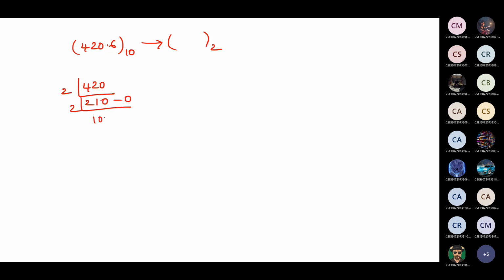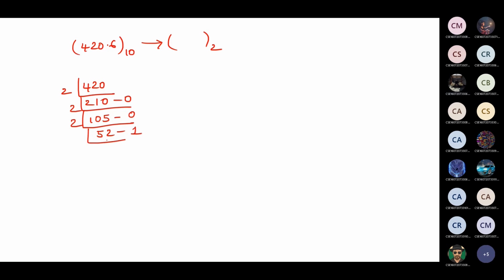Can I take it like this? Is it correct? 100 or 105? 105. So this is 105. What is the remainder? It is 0. Next, 2 into 5 is 10, 2 into 2 is 4. Remainder 1 or 0? 1.